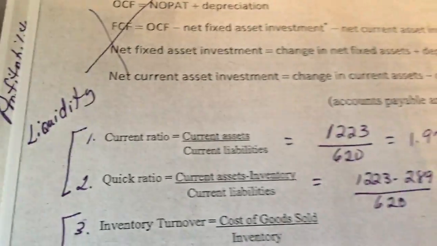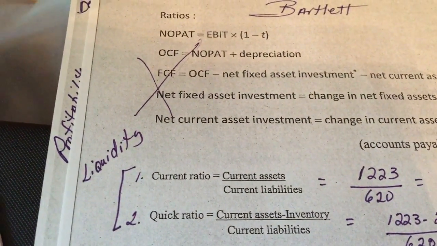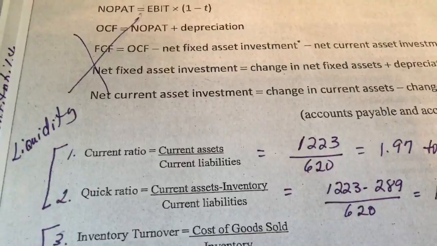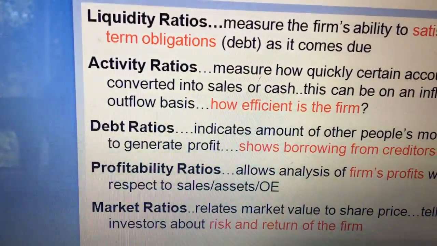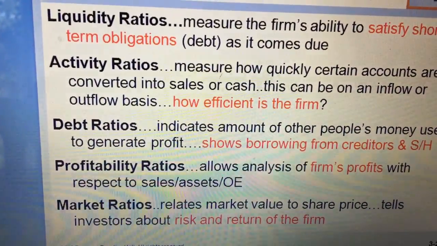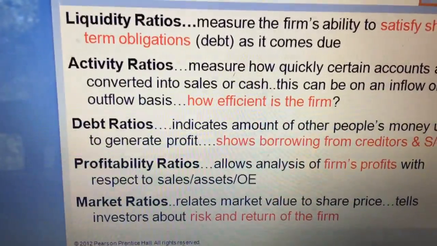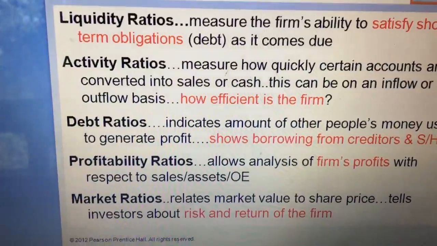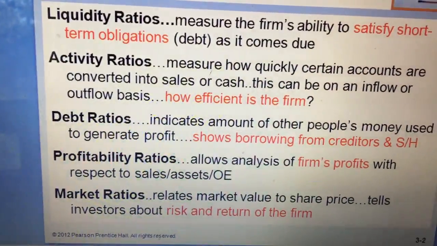Now, there are 5 categories. If you go back to the PowerPoint, I told you in the very first slide, let me just flip over here: liquidity, activity, debt, profitability, and market ratios. 5 categories. You need to know these. You need to know what they represent. So the information in red is very important. So study up on those, learn those for the test. Let's take a look at your ratio page and group the ones we have into these 5 categories.